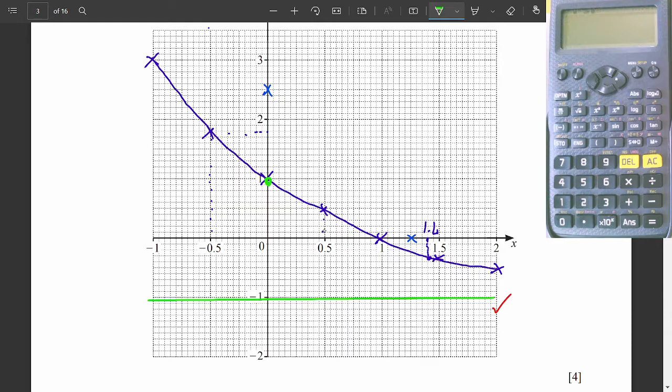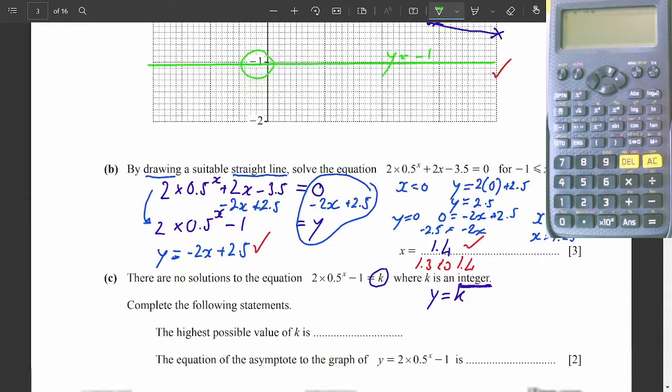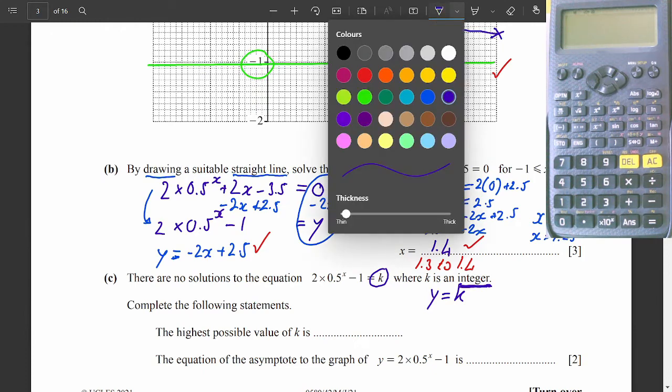This is the highest integer where, if I draw a line, there's no solution. And this is the line y equals minus 1. Okay. The next integer, of course, will be y equals 0, where the 2 graphs will cross. Okay. So the highest possible value for k is negative 1.